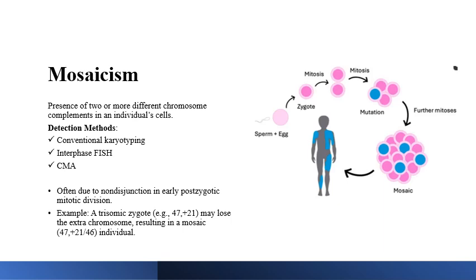normal cell line. So detection methods can be either a conventional karyotype, and this just involves counting up to 50 cells. Interphase FISH, which is a little bit higher resolution than a karyotype, and this would be counting up to 50 or 100 cells, or a CMA, which can detect down to 5% mosaicism in a patient.